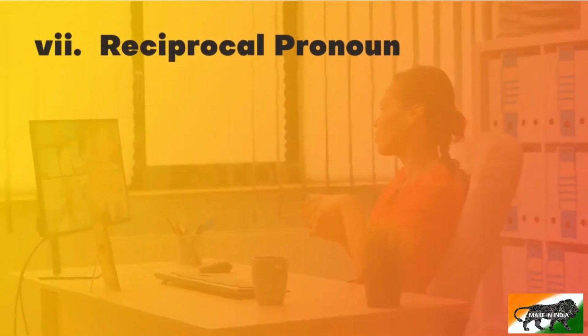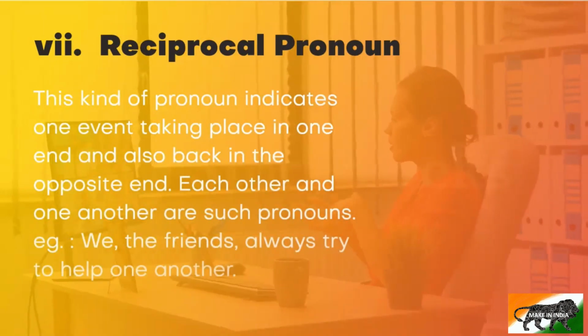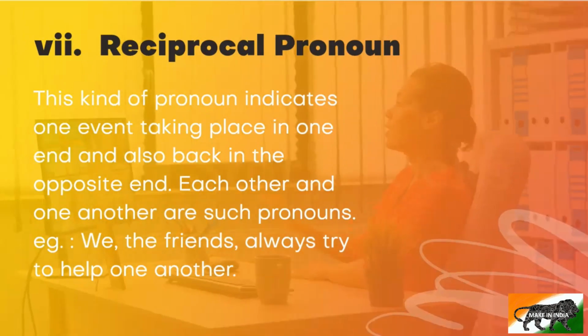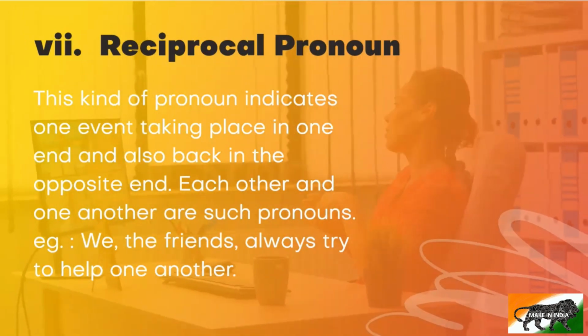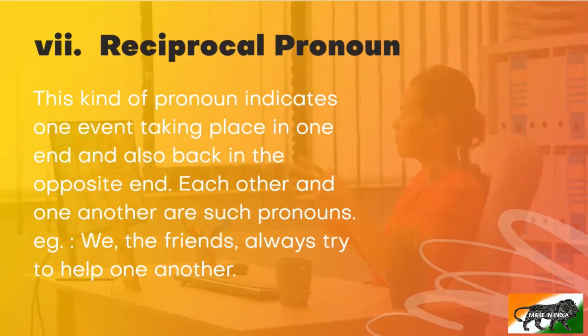Next comes the reciprocal pronoun. This kind of pronoun indicates one event taking place at one end and also back at the opposite end. Each other and one another are such pronouns. For example, we, the friends, always try to help one another.